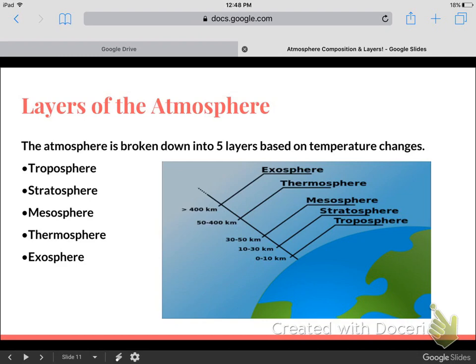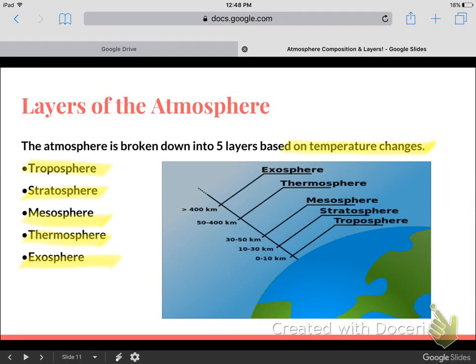So I keep talking about these layers of the atmosphere, and they're actually broken down into 5 layers. You need to know that we consider each layer and the different changes based on their temperature. We can figure out the layers of the atmosphere because of the temperature changes that happen as you go through each layer. So the first layer is the troposphere, then the stratosphere, mesosphere, thermosphere, and exosphere.